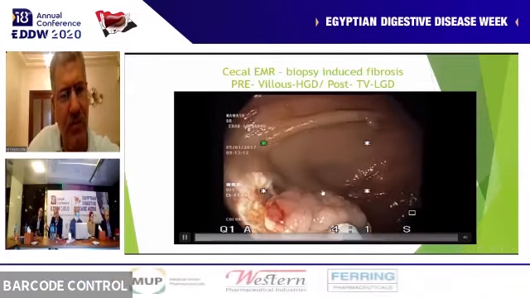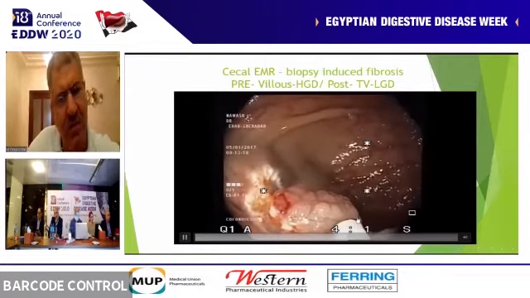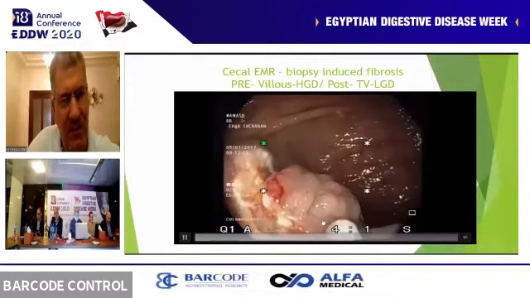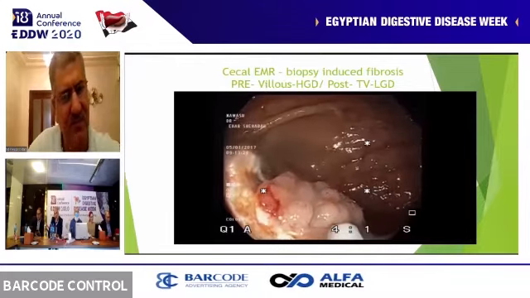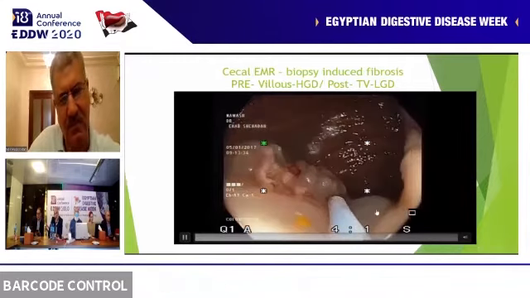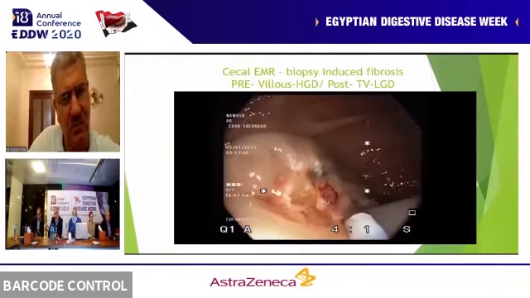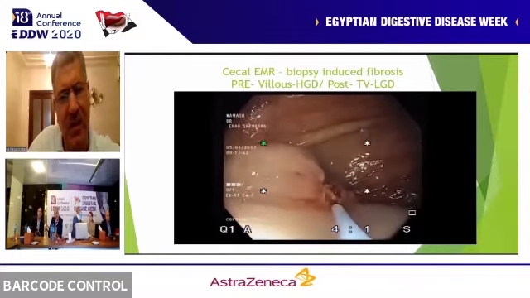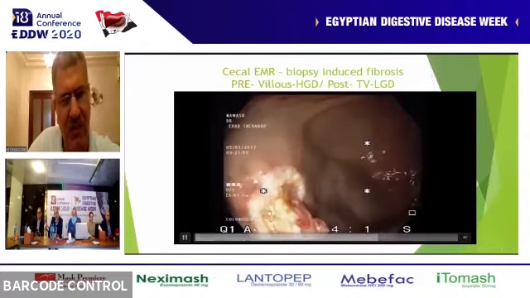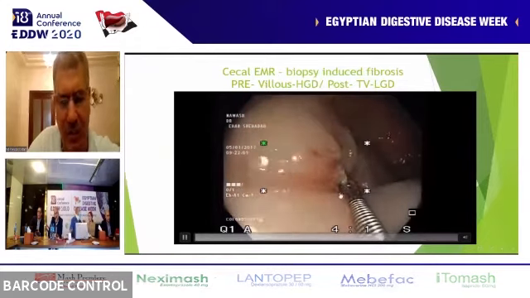So I inject more to lift the remaining, especially that this is adrenaline, this is not a colloid solution. So with a little bit of time, it gets absorbed. Probably colloid solution in such a case could help because it takes more time to dissipate. And you can see that despite injecting quite a bit of solution, the adherent part did not lift very well, and I could not remove it with a snare.